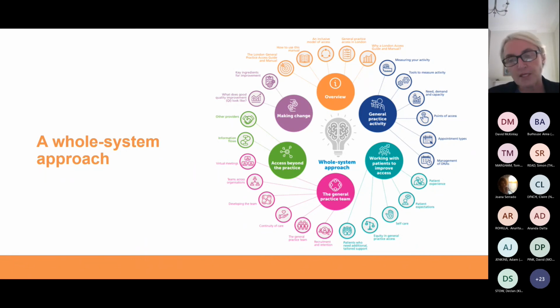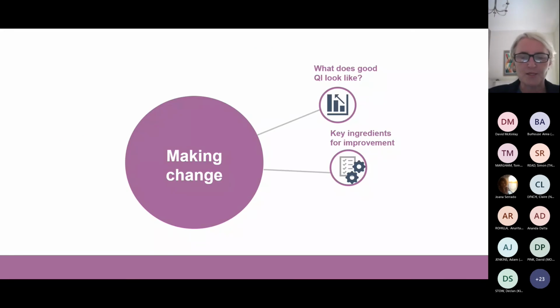So today we're talking about making change. How can you actually make those changes in your practice to deliver some of the things that we talk about through the rest of the guide? If we could move on to the next slide, please.